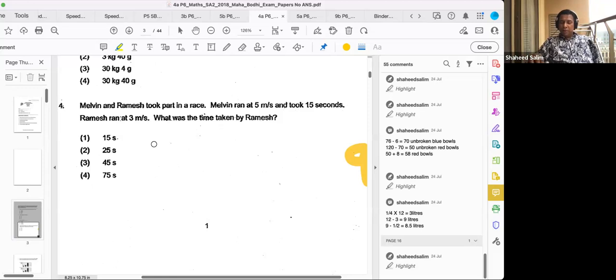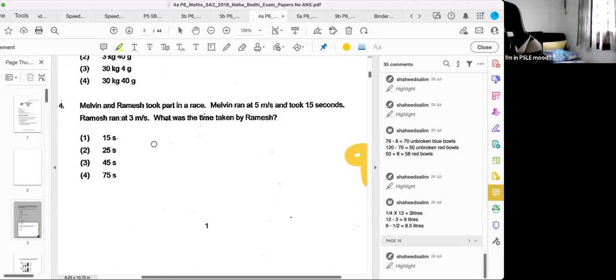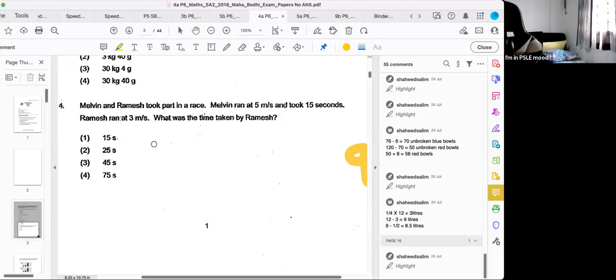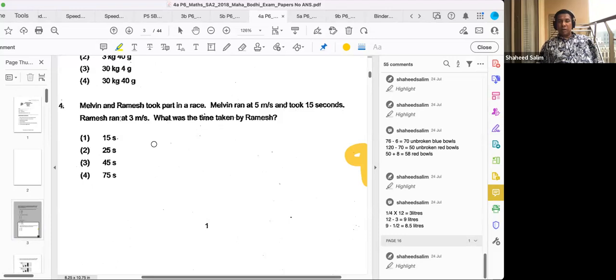So are you ready? Okay, we try. Melvin and Ramesh took part in a race. Melvin ran at 5 meters per second and took 15 seconds. Ramesh ran at 3 meters per second. What was the time taken by Ramesh?